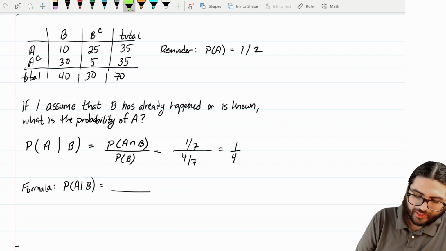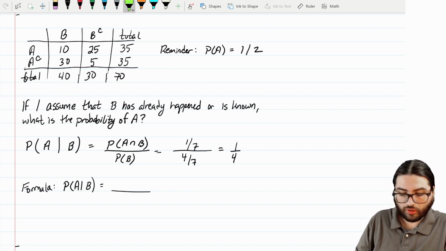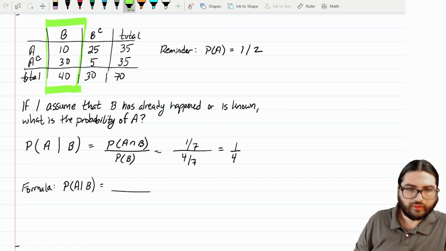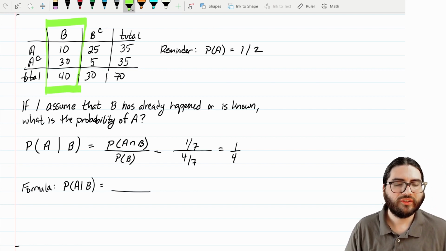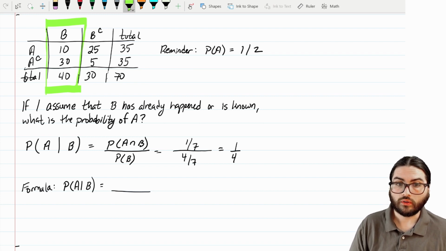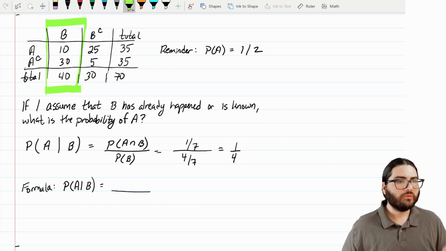Another way that I can look at that is the given B part of conditional says limit your focus to only this possibility. Right? If I'm only allowing myself to be in this green box, then the people that are in group A are 10 out of 40, or 1 over 4. That seems a lot easier.